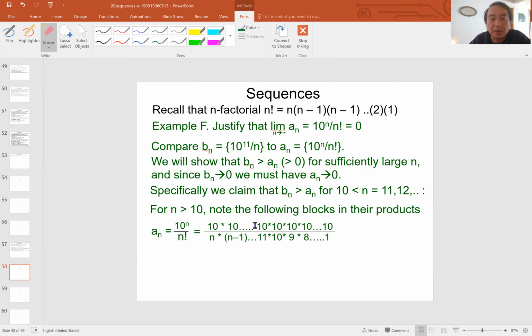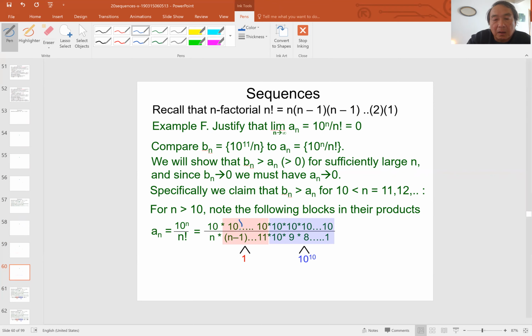I'm going to break this into three portions: the pink portion, the blue portion, and the front terms, the green one. Notice 10 divided by n minus 1, because n minus 1 is bigger than 10, right? So this one is less than 1, okay? Smaller than 1, just the first fractions. And every one of these fractions individually is less than 1. So the pink product is less than 1. I look at the blue. There are only 10 numbers there, each one smaller than 10. So they are less than 10 to the 10th power.